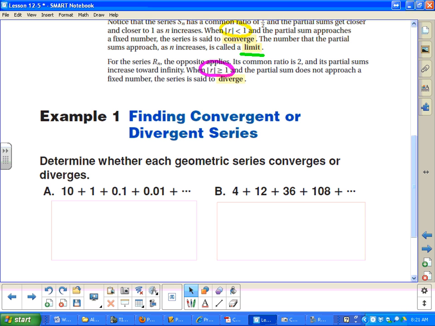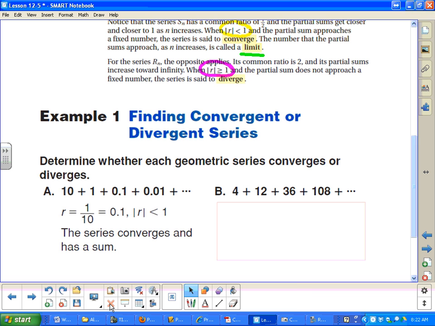The constant ratio is found by dividing two consecutive terms of a sequence or a series. So 0.1 divided by 1 is 0.1. So this one has a value of r that is 0.1. That's less than 1, so we say that it converges. And then it does have a specific sum when we say it converges.